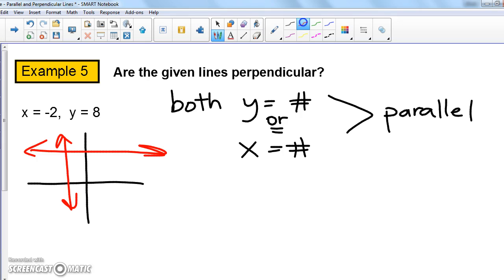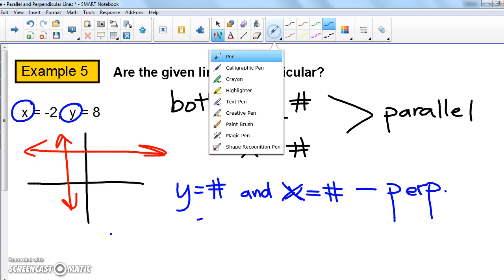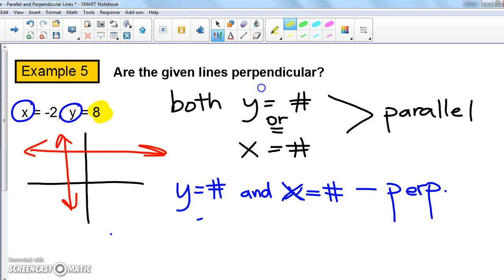Those are perpendicular, okay? And so the rule is, if you have a y equals a number and an x equals a number, right, so just the number on the other side, you get the idea, then those two are perpendicular. So in this case, these are perpendicular, have an x and a y. If they're both the same, parallel. If they're different, perpendicular.